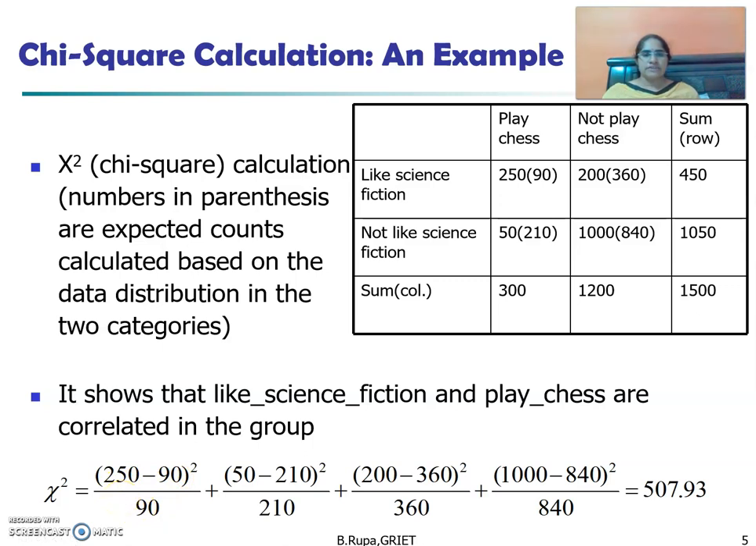For like science fiction, play chess, 250 is the actual value and 90 is the expected value, so (250 minus 90) whole square by 90. In the same way, for not like science fiction, play chess, the actual value is 50 and the expected is 210, so (50 minus 210) whole square by 210. Like that we can apply this formula and finally get the chi-square value. If the variables are related, obviously we will remove the redundant values.